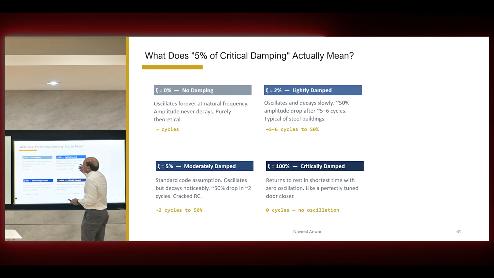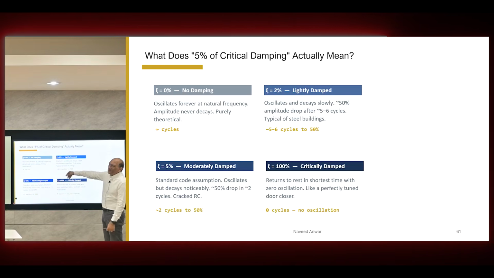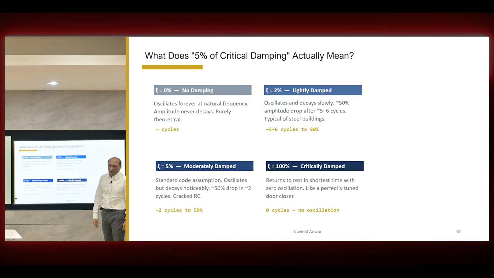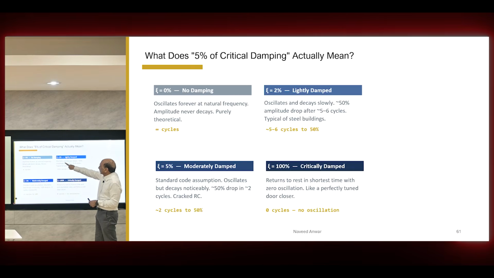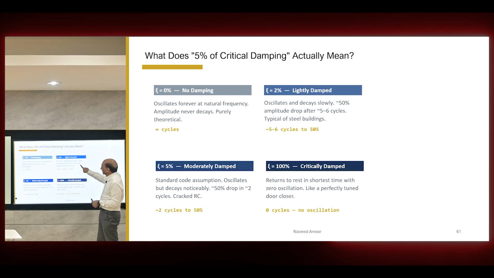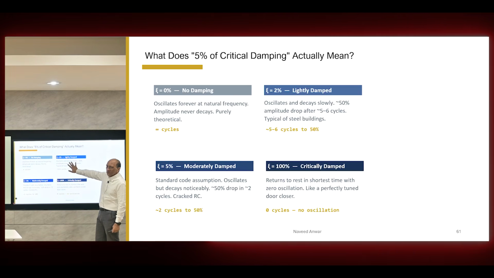Okay, so where does the 5% damping that the codes use come from? Like you were asking, why do we need 5%? So 0 is this one, lightly damped, 2% oscillates and decays slowly, 50% amplitude drops up to 5 to 6 cycles, typical of steel buildings. And this is the number we use for steel buildings.